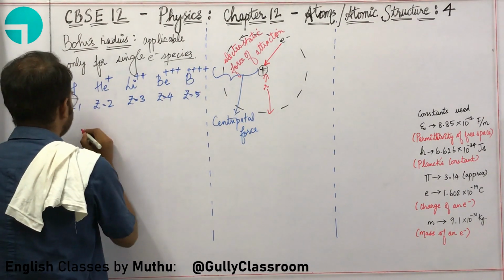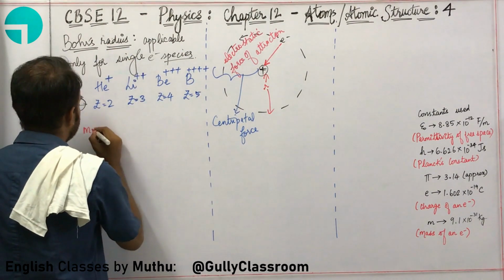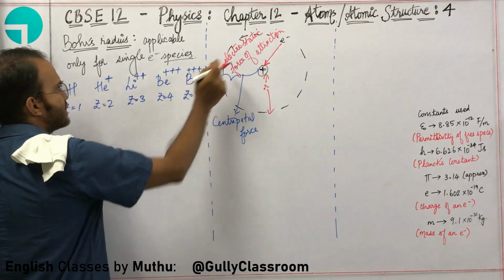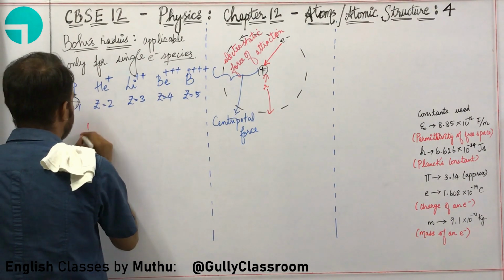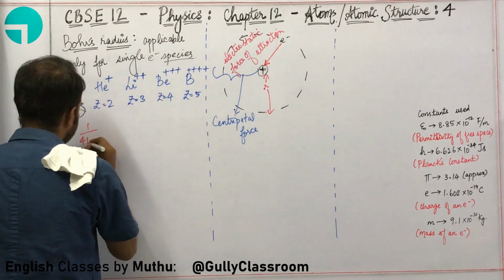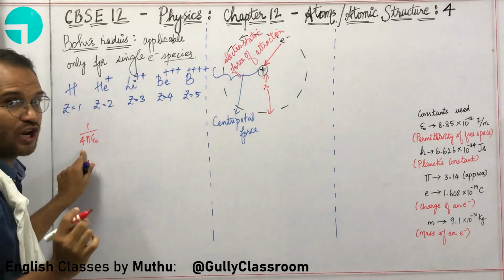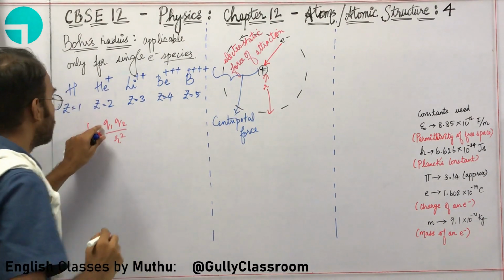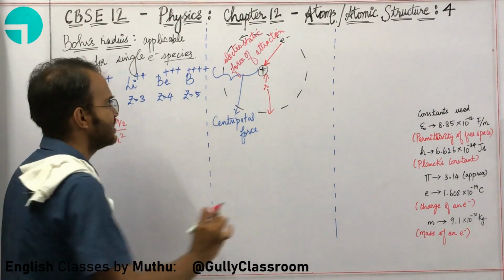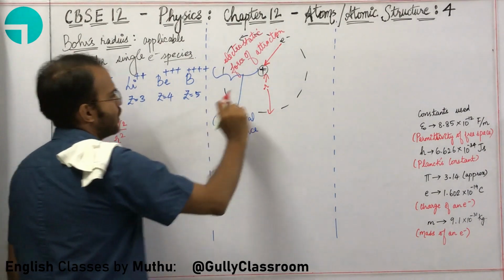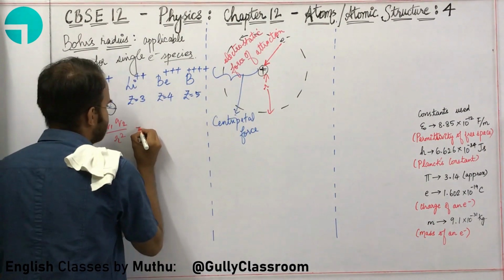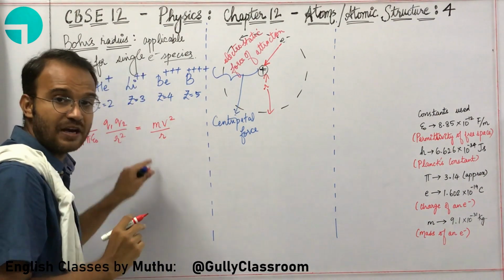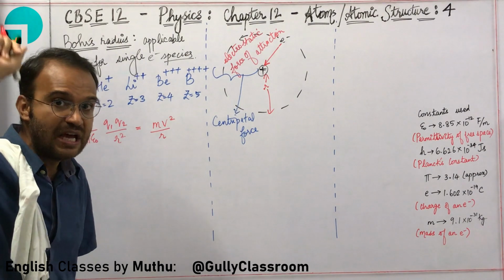The electrostatic force of attraction can be written as 1 by 4 pi epsilon naught, where 1 by 4 pi epsilon naught is a constant, q1 q2 divided by r square. q1 and q2 represent the charges of the nucleus and the electron, and r square is the distance between them. This is equal to the centripetal force. The formula for centripetal force is mv square by r. We have already learned this in +1.